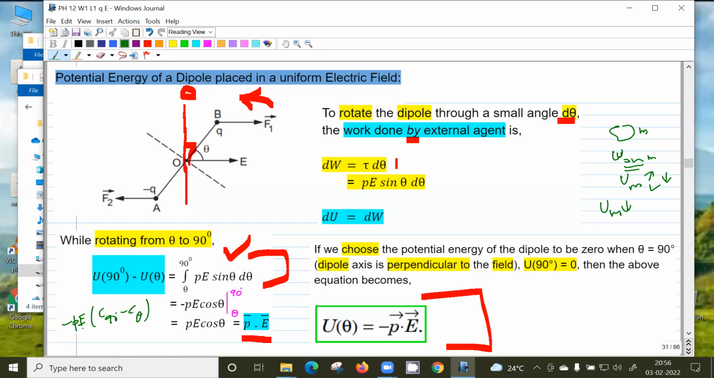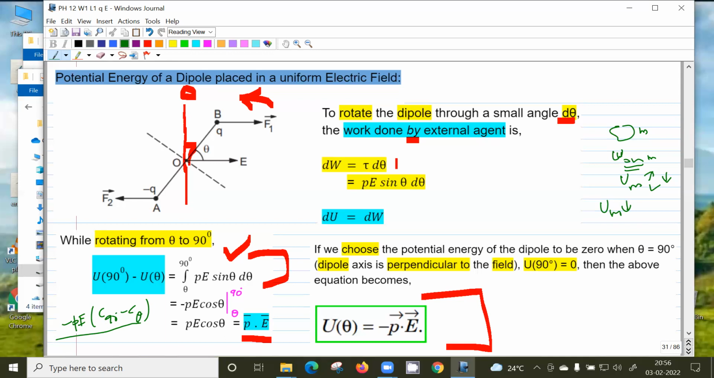Hold on, hold on. So this step is clear. Minus, I've kept it minus. I have to put the upper limit, right? Cos 90. Okay, then for sin theta, the integration of sin theta is minus cos theta. Yes, sir. See, the derivative of cos theta is what? Minus sin theta, right?